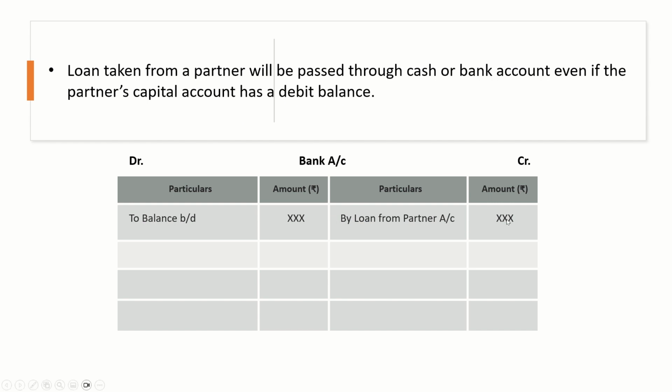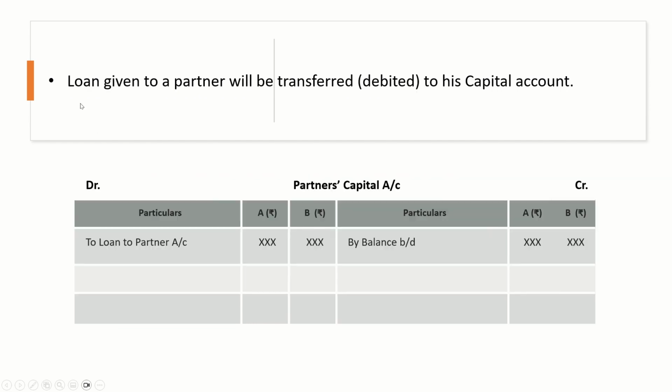That is not transferred to partner's capital account. However, if there is a loan given to a partner, that will be debited to the partner's capital account, right? So here, loan to partner, that is debited here. It can be any of the partners or both the partners.